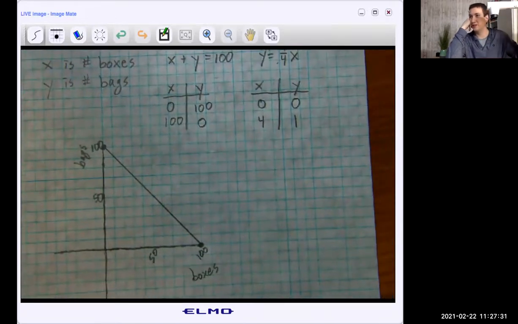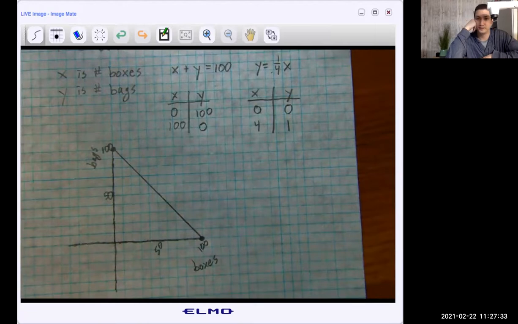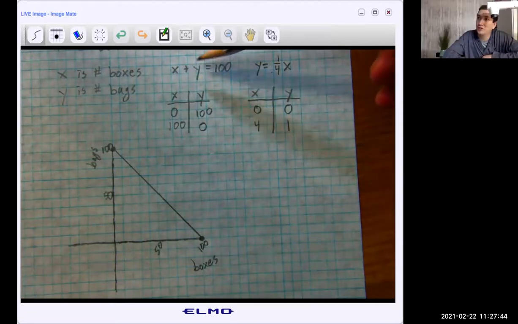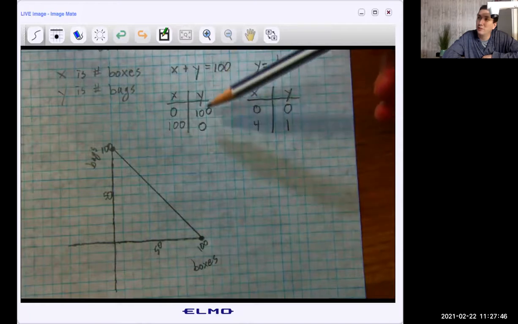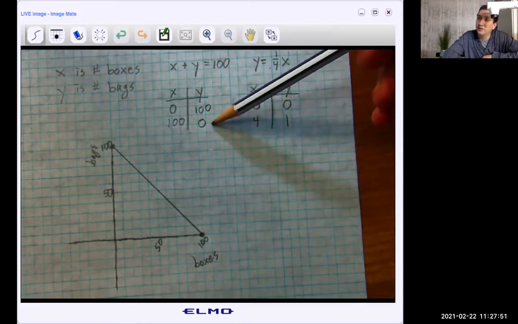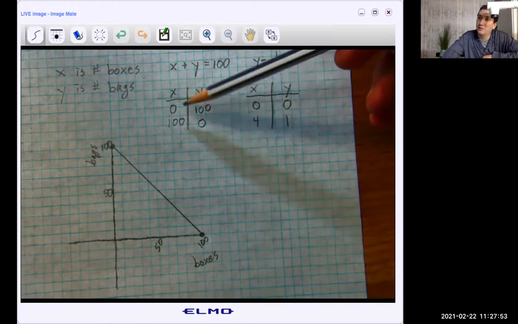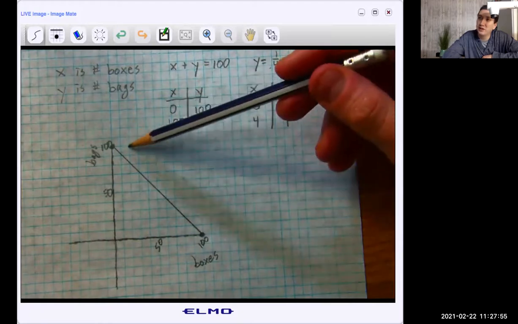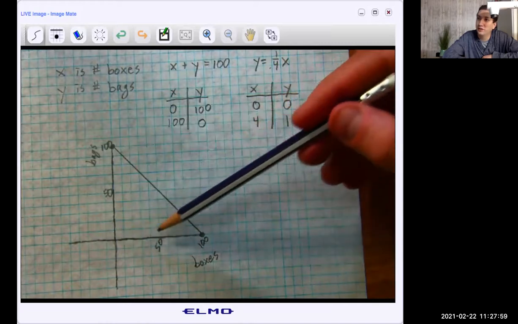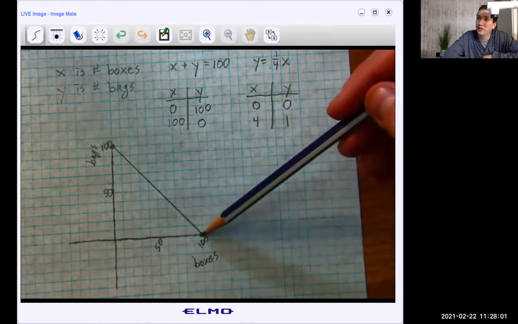Do you see how I graph that standard form? Yeah. Could you go over it again one more time, please? Yeah. I had my equation. I found my y-intercept, and then I found my x-intercept, and then I graphed them. 0, 100 is up here, and then 100, 0 is right here.